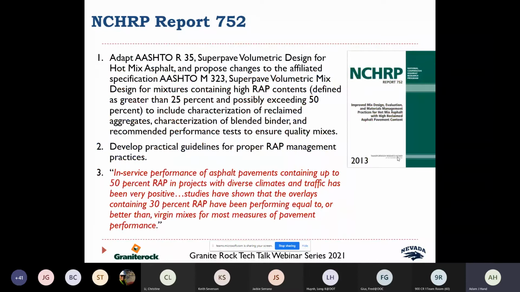In 2013, there was an NCHRP project on the same sort of thing. How do we improve our processes to do a better job of using high RAP? And additional data was available in a literature review on that project. They came up with a similar observation in terms of performance, and that's highlighted there in red. In-service performance of asphalt pavements containing up to 50% RAP in projects with diverse climates and traffic has been very positive. I just clipped a paragraph and got rid of some of the stuff in the middle. But again, the report is NCHRP 752, you can go look at it. And basically, overlays with up to 30% RAP have been performing equal to conventional mixes.